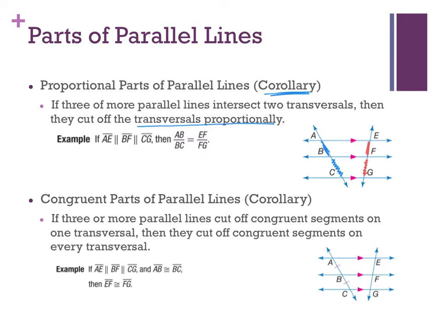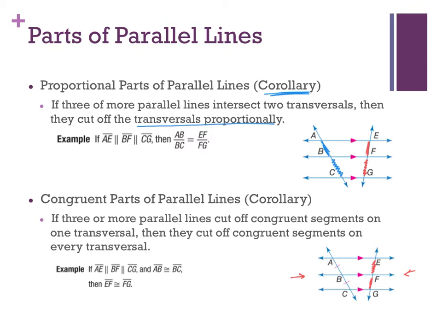The next one is the congruent parts of parallel lines. This one gives you a bit more information. It states that if you have three or more parallel lines and they cut off congruent segments on one transversal, then the other side of the transversals must also be congruent. In this one, we're told that AB is congruent to BC. And since these lines are parallel, that means that EF is congruent to FG.